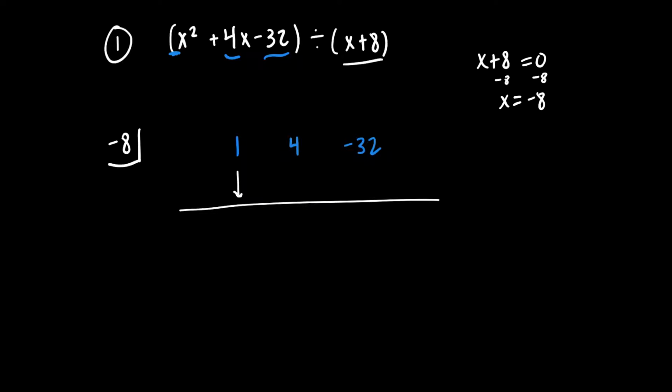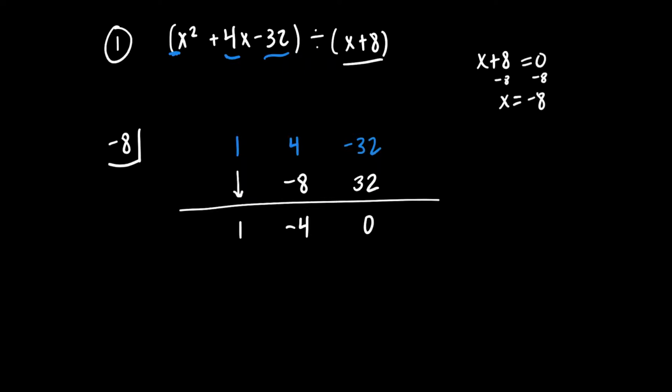So we're going to bring the 1 down. Always bring that leftmost number down. And then you're going to take your number in the box here, negative 8, and multiply it by 1, and you're going to put the result right here. So you're going to do negative 8. And then you're going to take these two numbers and add them down. So we always say we multiply up and then we add down. So 4 plus negative 8 is negative 4. And then you've got negative 8 times negative 4. You'll write that up here. That's going to be positive 32. And then we will add down. So negative 32 plus positive 32 is 0.